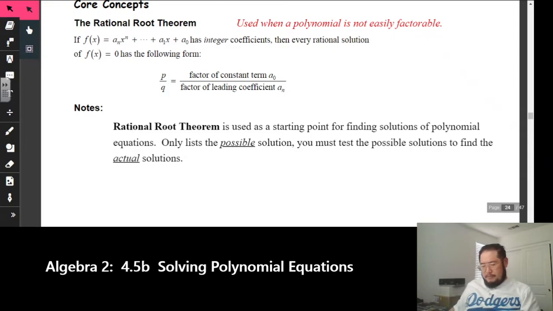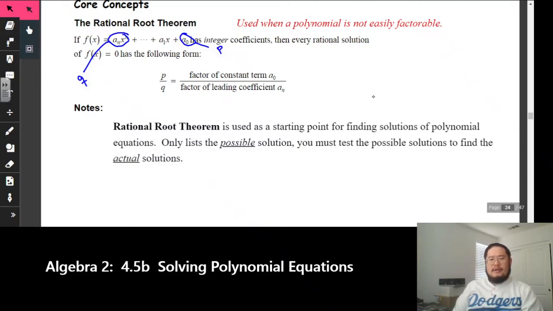It's pretty simple. What you're going to do is take the coefficient. So if we have our equation here, f of x, and it shows a sub n x to the whatever power, which would be the degree of the polynomial, the coefficient right here will represent q. A sub 0 right here will represent p. And a sub 0 represents the constant of the polynomial, which would be a number. And all you do is take p over q to find the possible solutions of the polynomial.